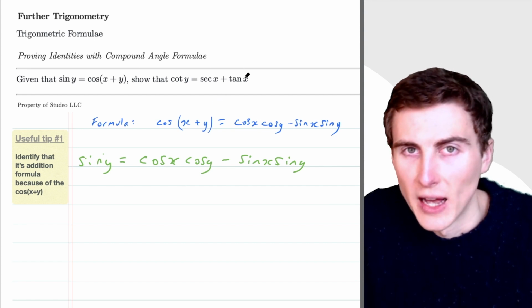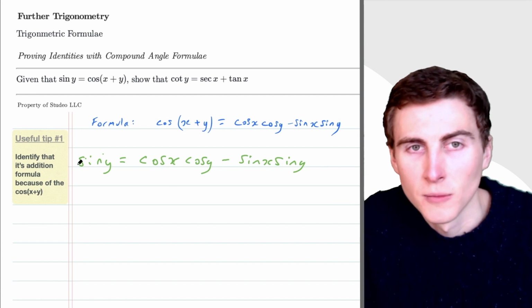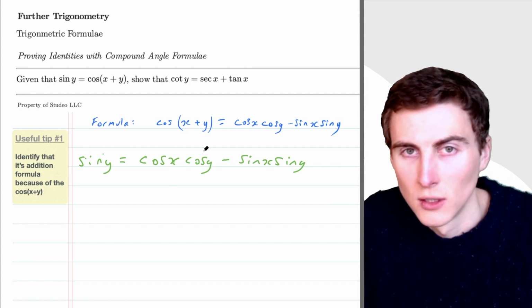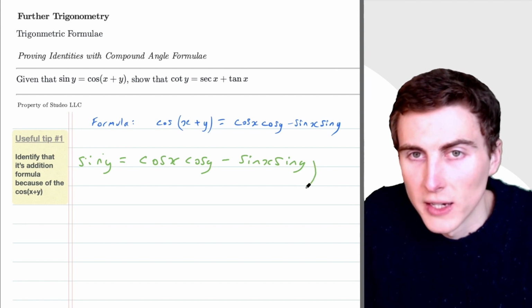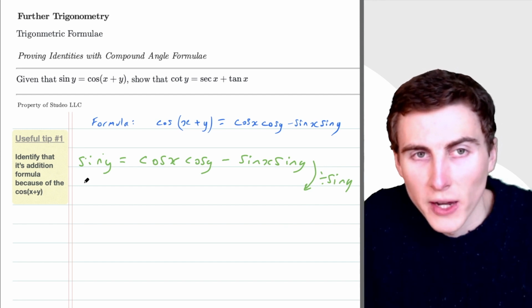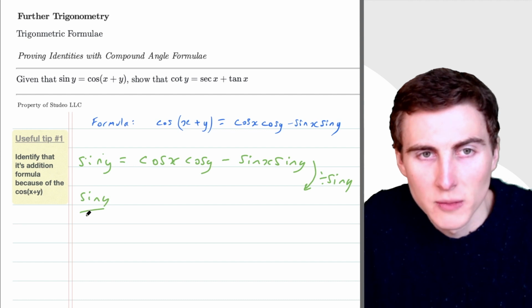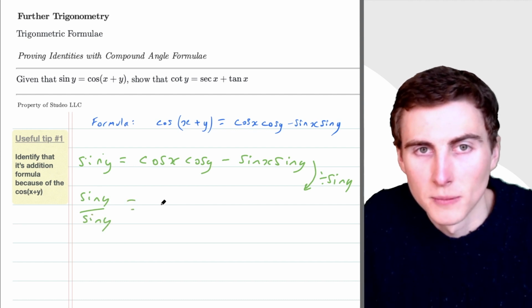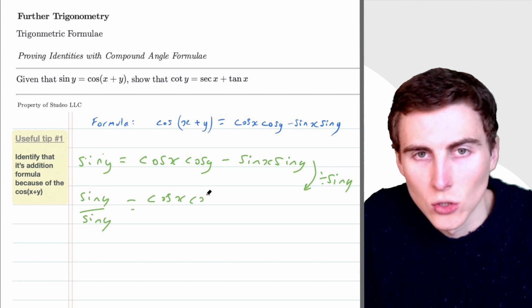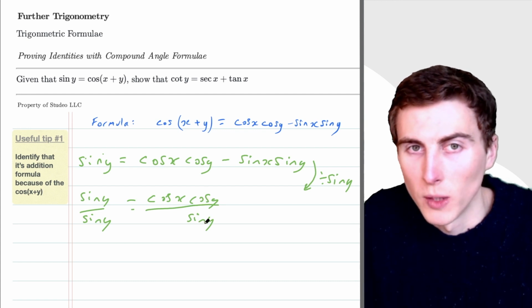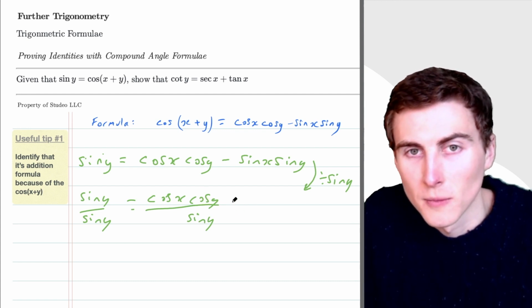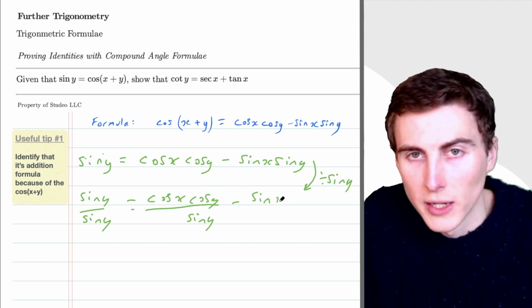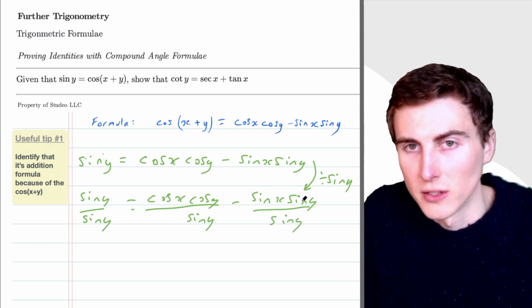One thing to notice here is that we have cots and tans, whereas here we have loads of sin y's. So what I might do is divide everything by sin y. Because if we divide this, I'll write it all out. We divide this by sin y, that will become 1 in a minute. We have cos x cos y over sin y. This cos y over sin y part could become a cot y. And we have minus sin x sin y over sin y, which will cancel out this sin y.